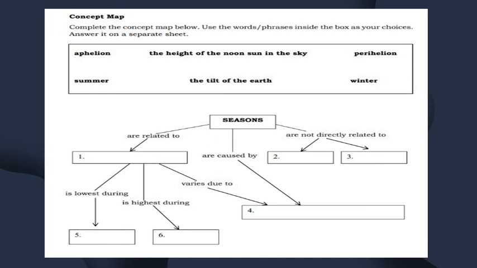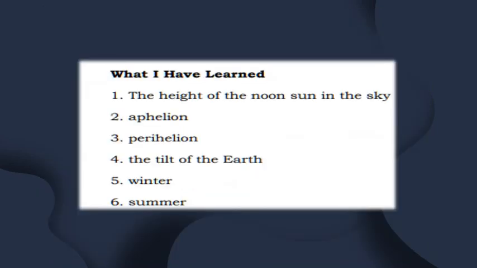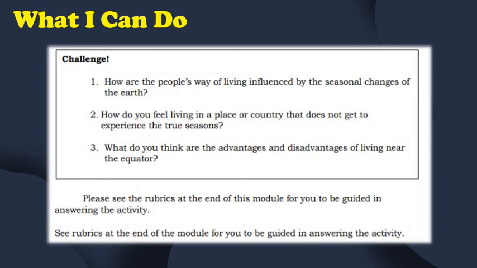Okay, so here are the answers. So what I've learned: for number 1, the height of the noon sun in the sky. Aphelion is 2, perihelion is 3, the tilt of the Earth is number 4, 5 is winter, and number 6 is summer. What can I do?